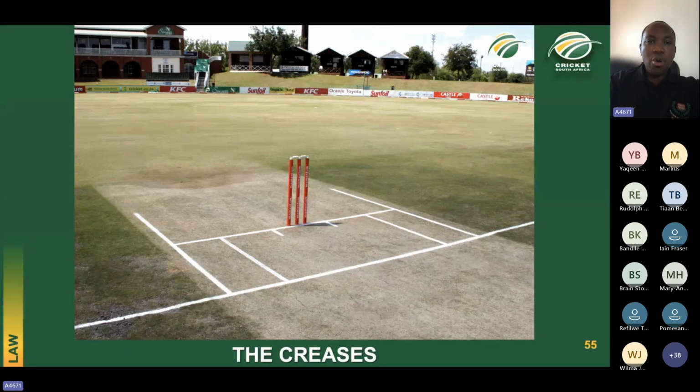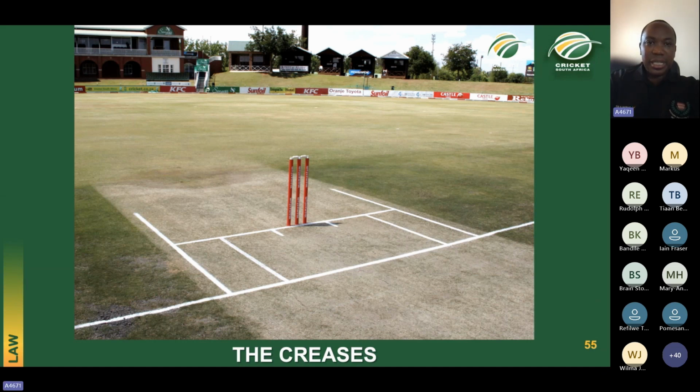And I will have you know that for the Cricket South Africa Level 1 exam, there are 10 marks allocated to the names and the measurements of the creases, as well as the measurement of the pitch. So please pay special attention to these measurements. It will be to your benefit when it comes to exam time to answer those particular questions.